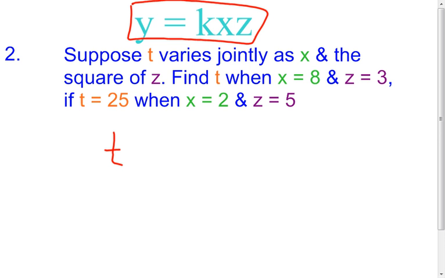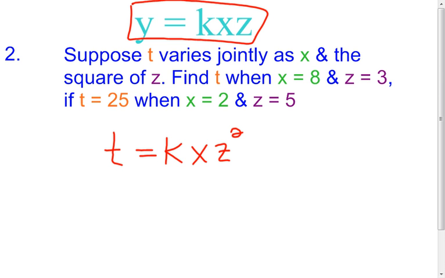But t varies jointly. That means wherever it says varies is where my equal sign is going to be. And by the way, on the other side of your equal sign, you always need a constant, okay? So t varies. Varies is the equal sign. You always need a constant on the other side of the equal sign. And now I know it varies jointly as x and as the square of z. So I need to write z squared right there. So there's what my equation is going to look like.